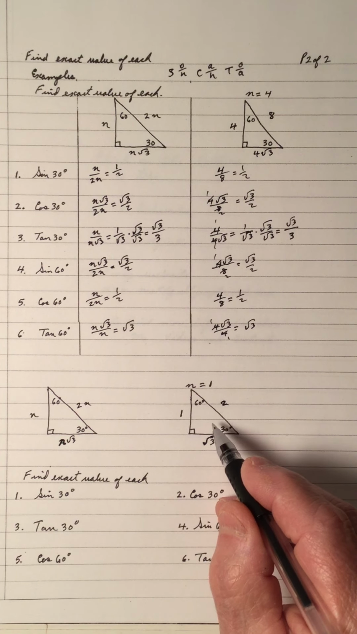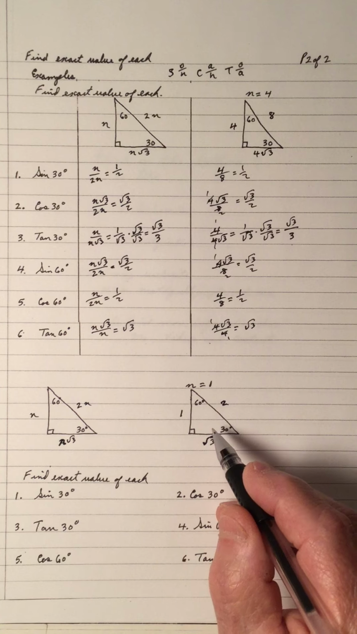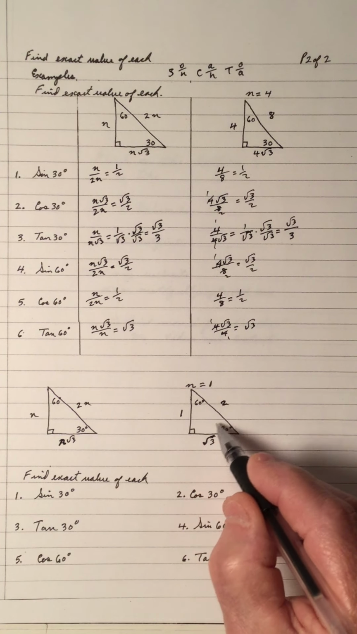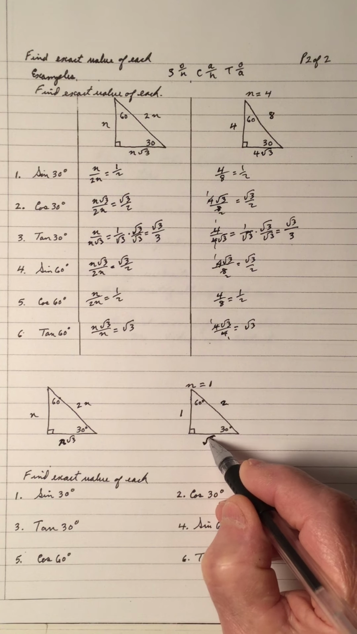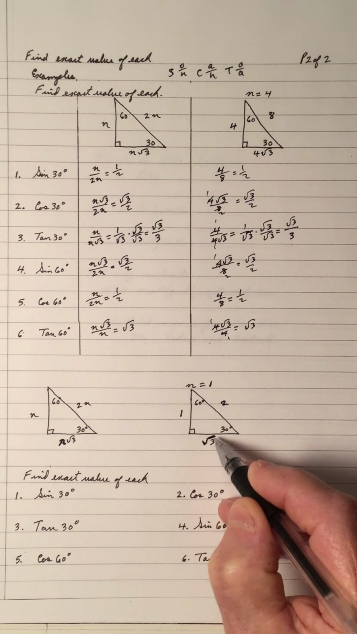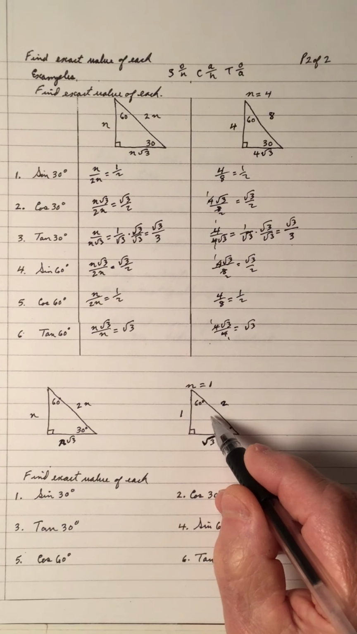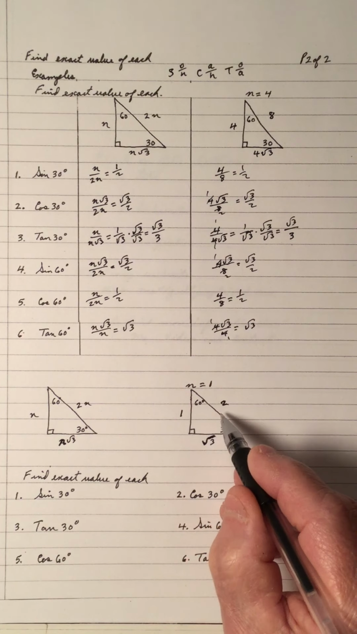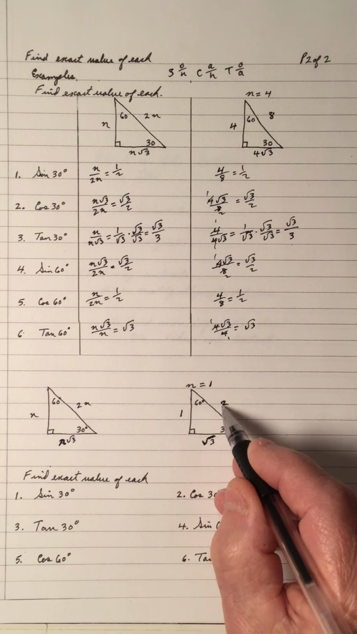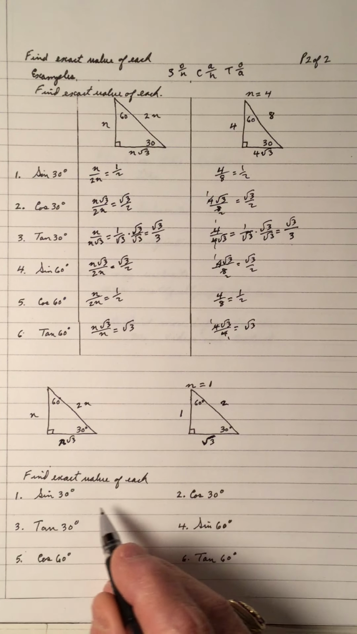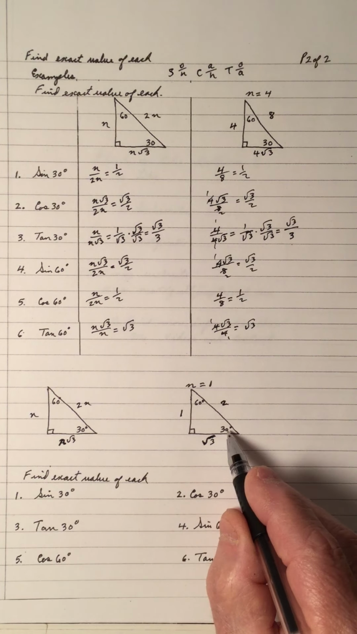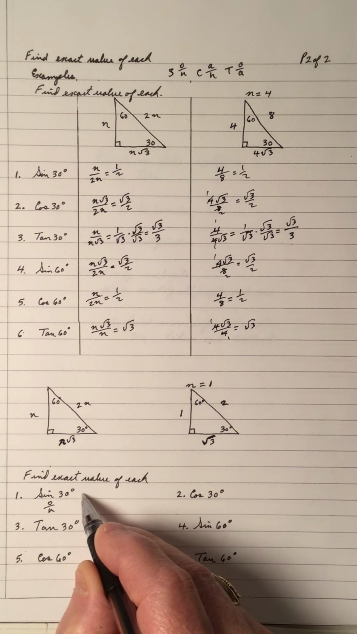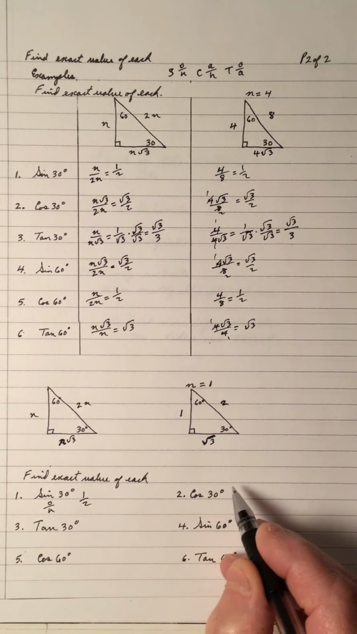That means I don't have to learn anything new when I do trig next year, or when I do trig in calculus. This is the one that I'm going to use. No tricks, no gimmicks, no shortcuts, but keep this in your head. The trig that I'm going to do will always use this triangle: 1, 2, root 3. The sine of 30 is opposite over hypotenuse, so that's 1 over 2.